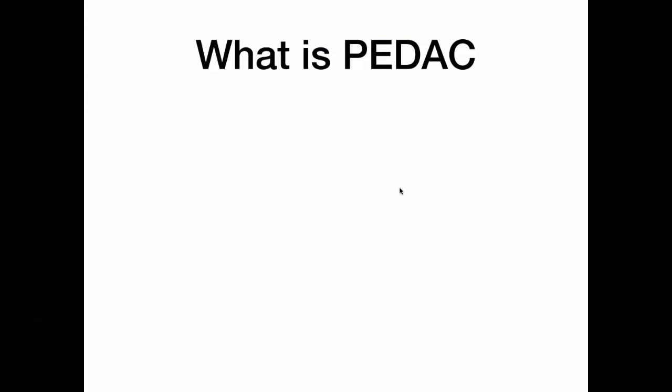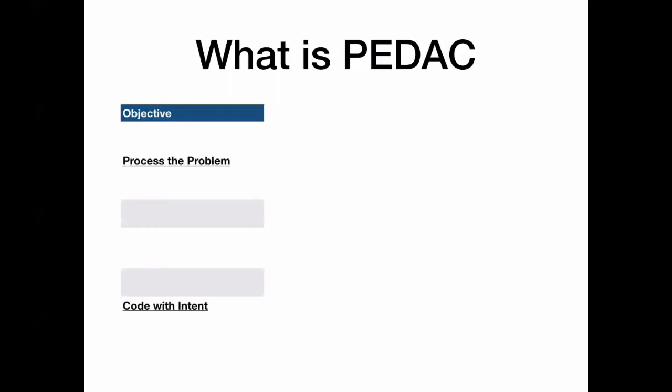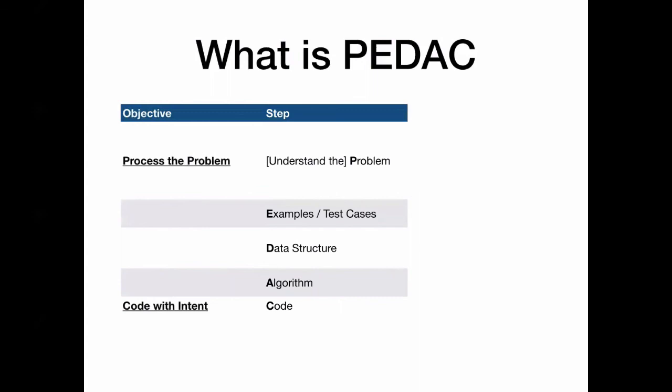So the first one, what is PEDAC? So there are two main things when we talk about PEDAC. There's at least two objectives for it. So one is to process the problem, and the second is we want to code with intent. So when we talk about processing the problem, there are four main steps involved here. It's basically, if you'll notice, it's majority or the entirety of the steps, and the coding is really just the last bit here. So the intention here, or at least PEDAC, is an investment in processing the problem.